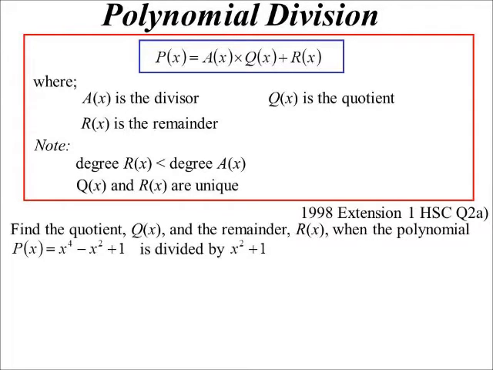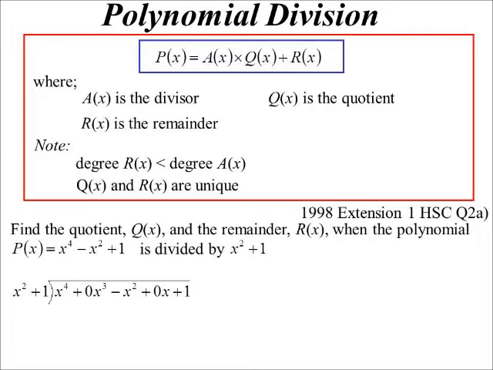Well, let's do it by means of example. A very old one, 1998. They want us to find the quotient and the remainder. We're going to divide this by x squared plus 1. Now, I always reckon when you set these up, you include the missing terms, otherwise you can muck it up real easy. So whilst the question didn't have an x cubed, I'll put naught x cubed in there, and the same with x.